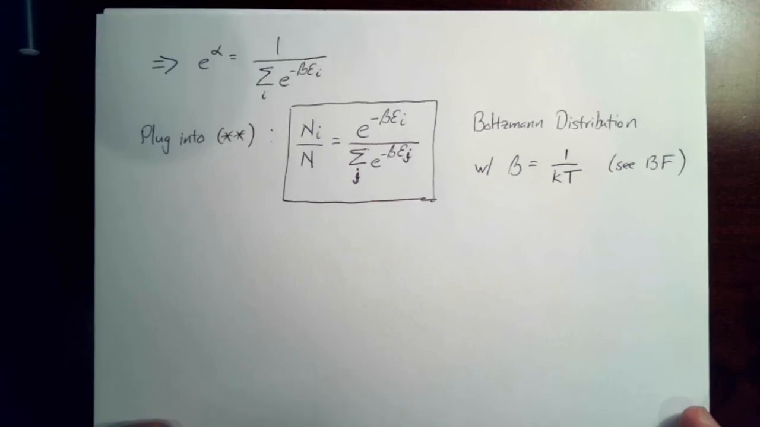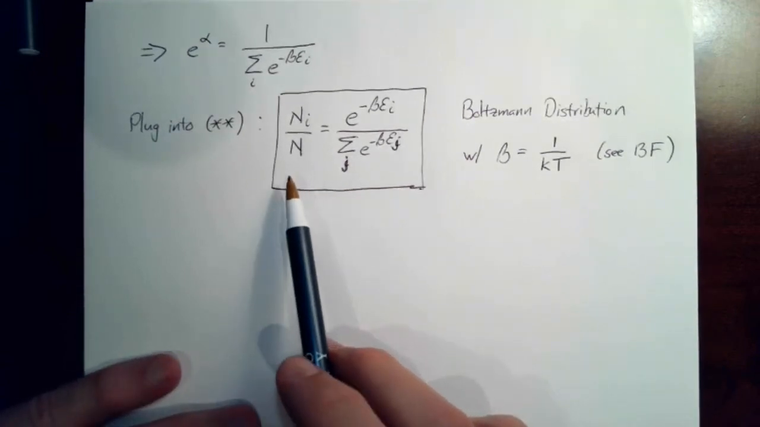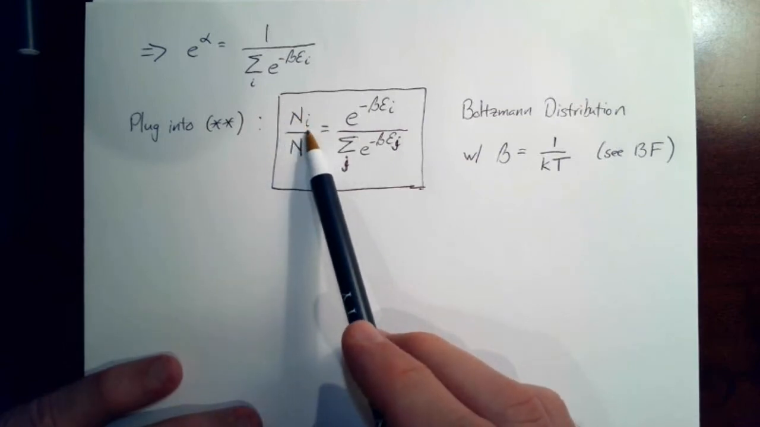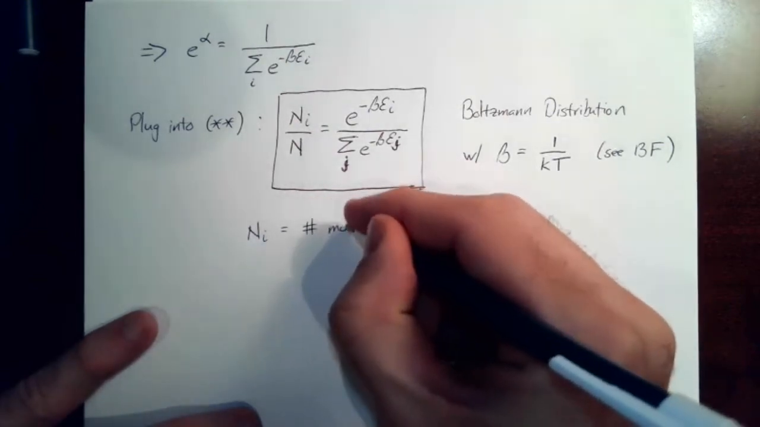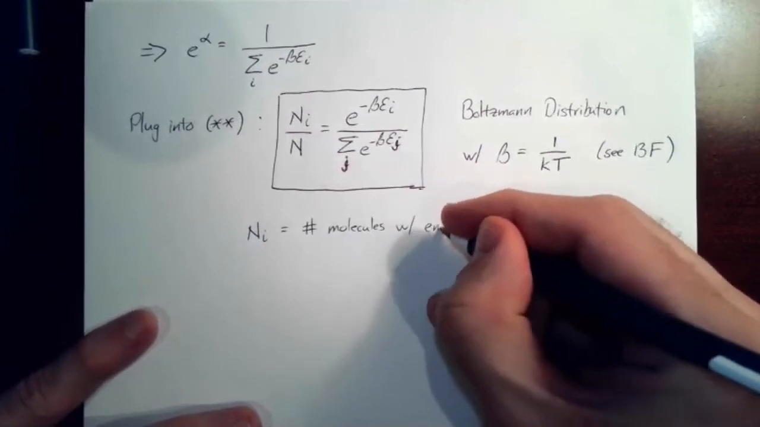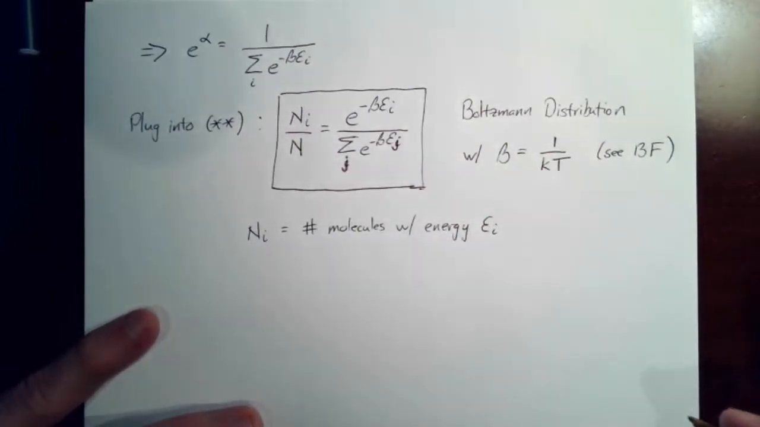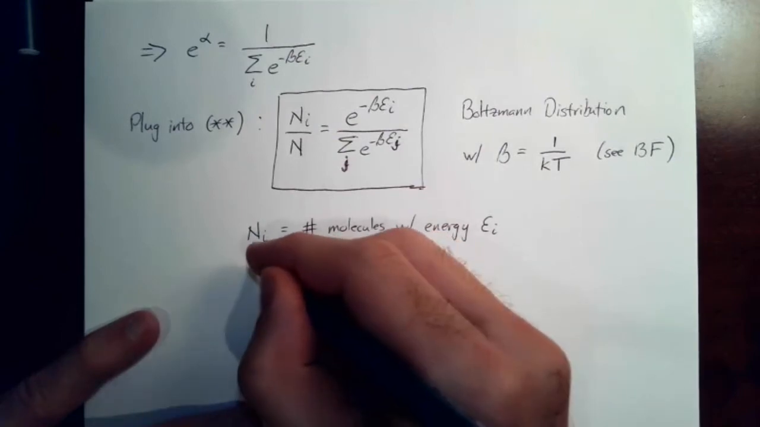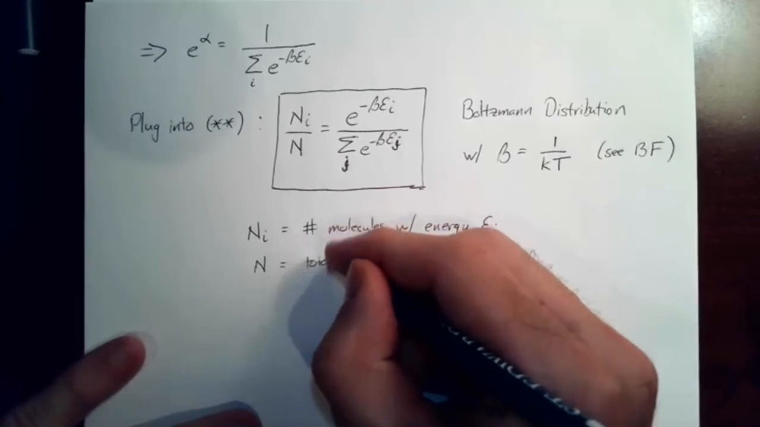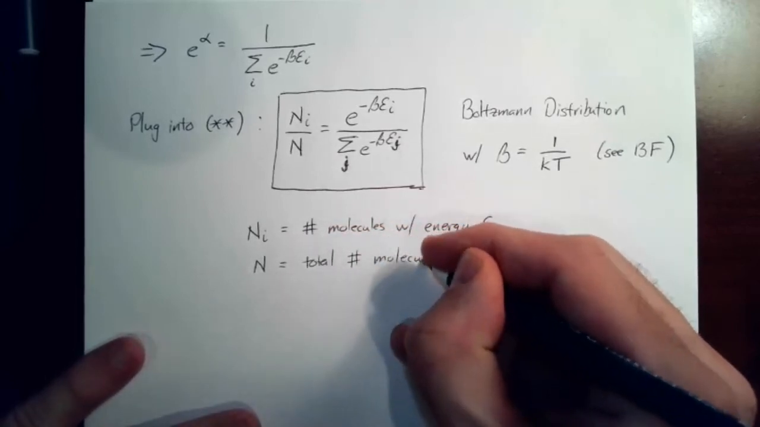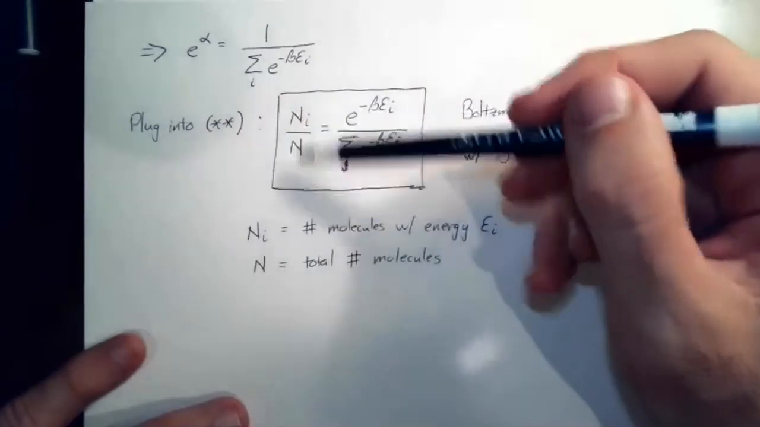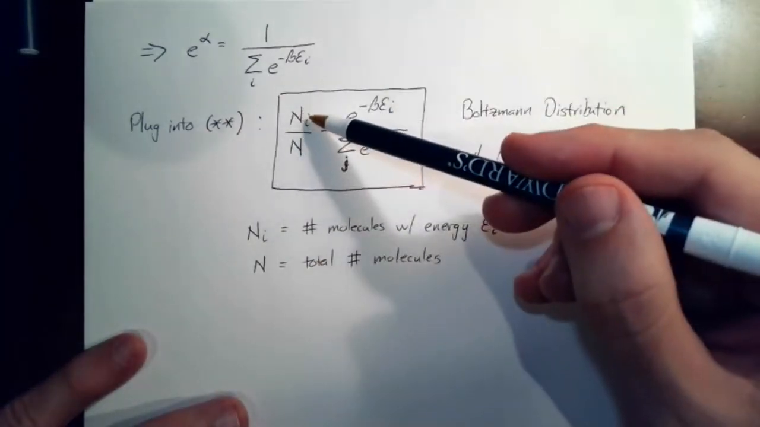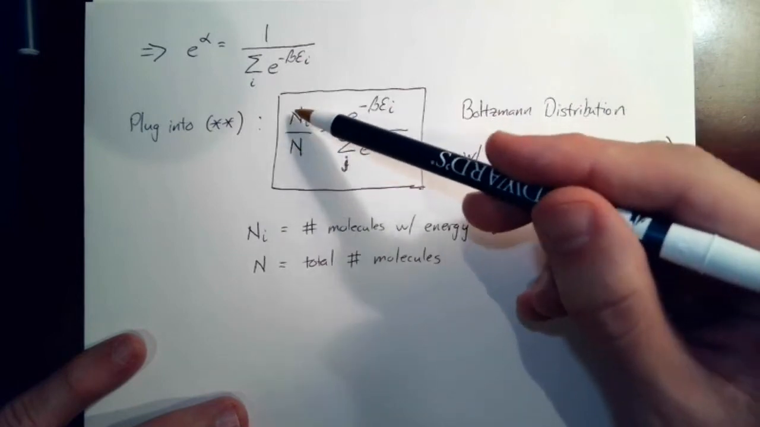All right, so why all that work? What does this tell us? So what this tells us is, remember that N_i is the number of molecules that have energy epsilon_i, okay? And N is the total number of molecules. So this is the ratio of molecules that have epsilon_i over the total number of molecules. So this is the fraction of the molecules that have energy epsilon_i.